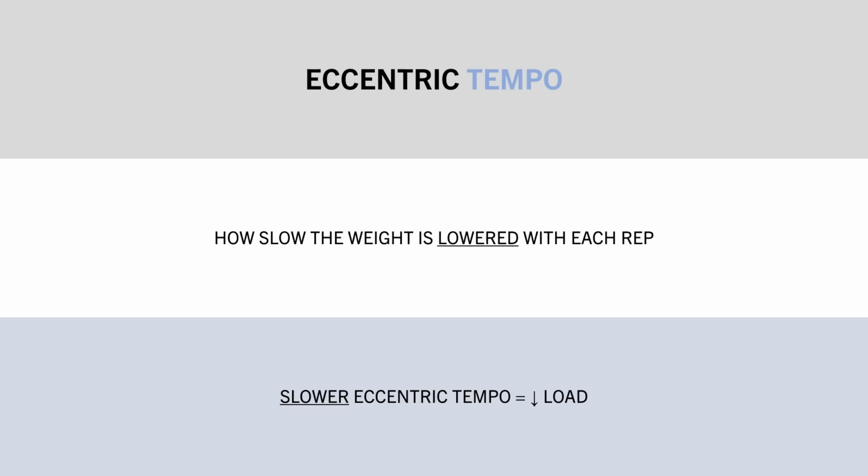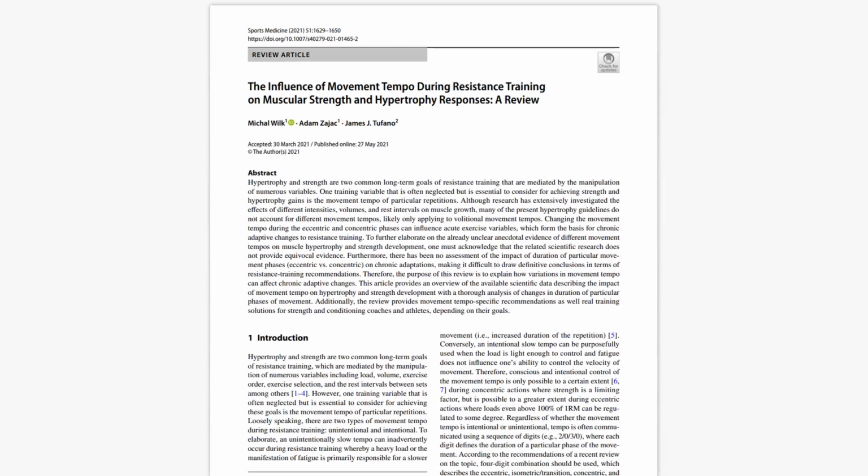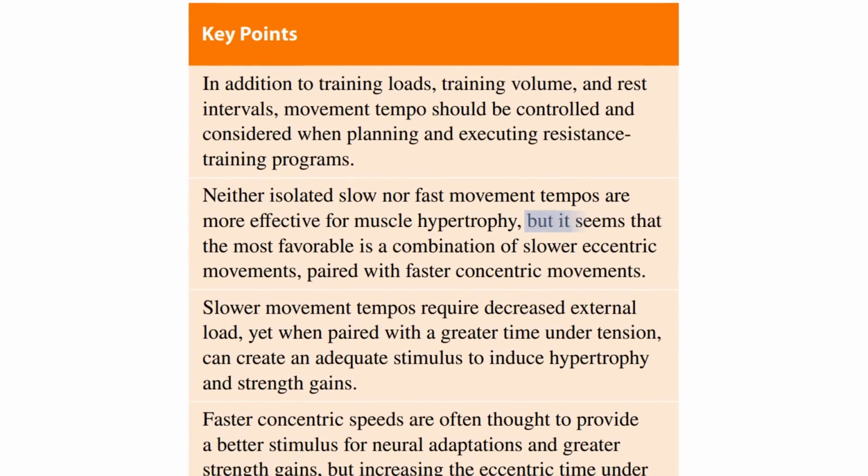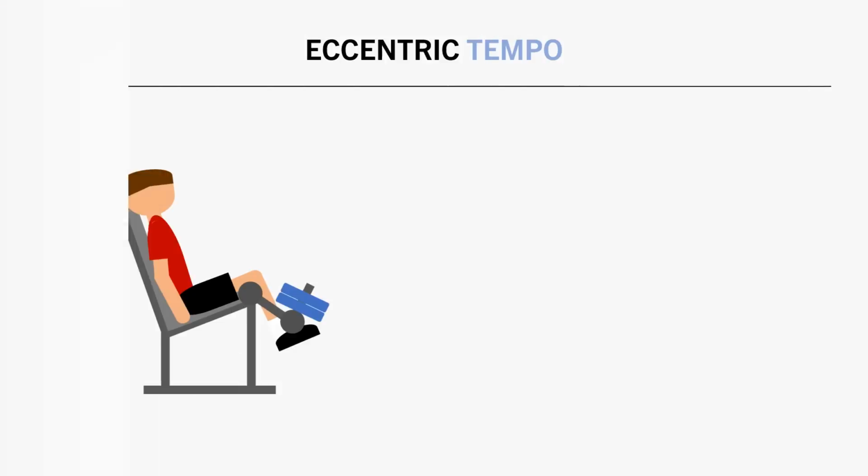However, what eccentric tempo is best for muscle growth? This research review aimed to answer this question. Based on the body of evidence, it seems that both faster and slower eccentric tempos can be effective for muscle growth, although slightly slower tempos seem to promote greater hypertrophy. This is probably because we still want there to be tension on the muscle when lowering the load. We want the muscle to do the work, not gravity.